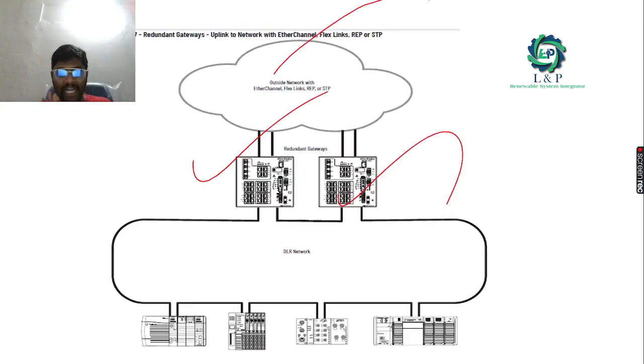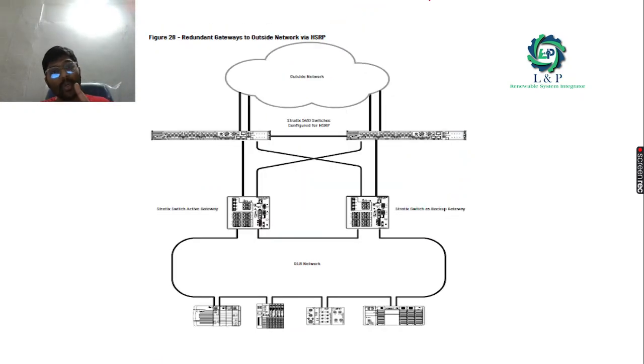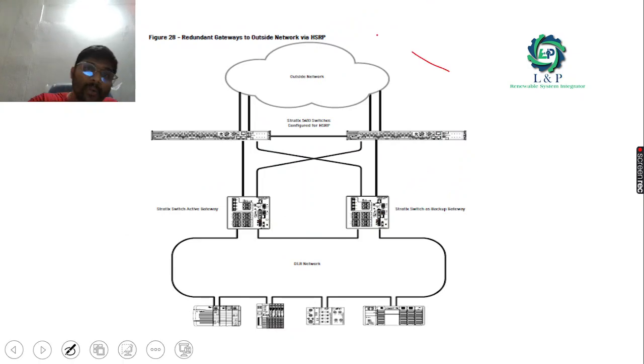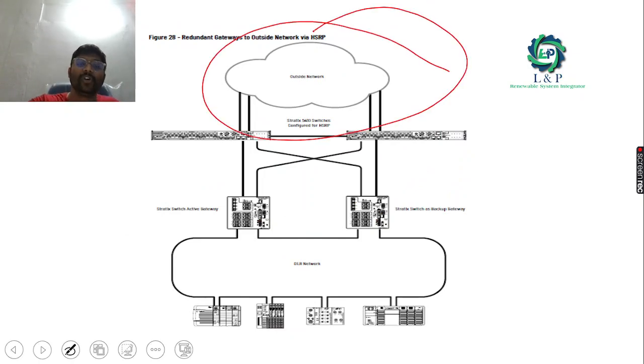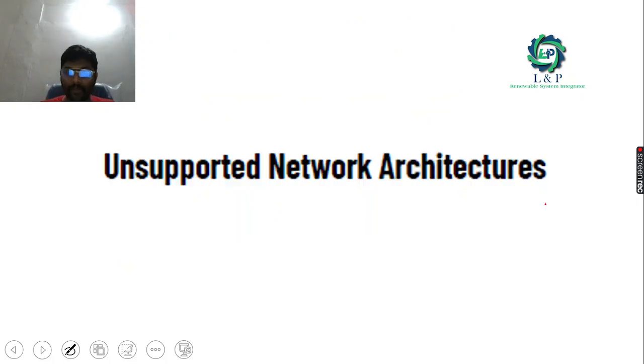This is a proper DLR network. A redundant gateway to the outside network can also be connected, but you need to enable it properly like this. This is very important for the redundancy. This is going to be the active one, and this will be the backup one.